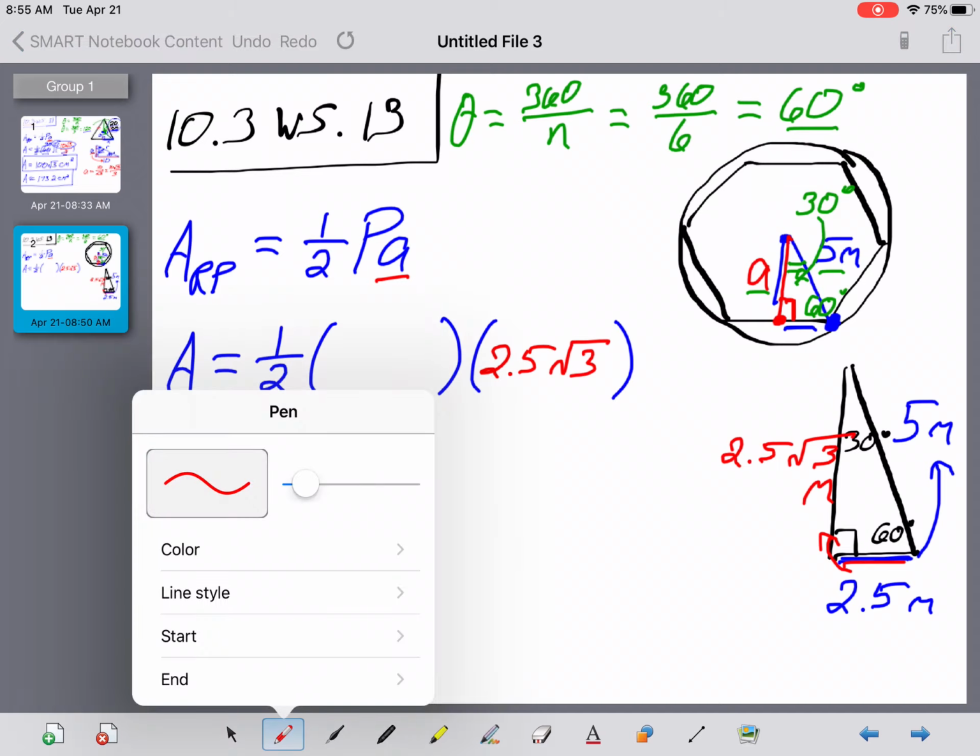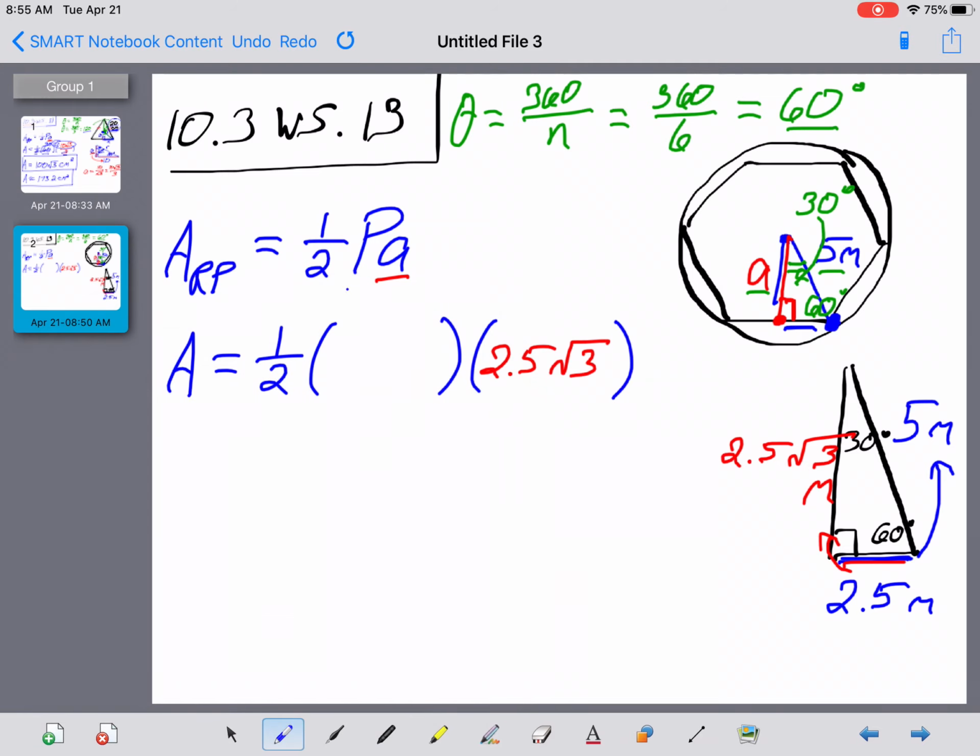Let's go back and talk about perimeter now, guys. The perimeter is the sum of all 6 sides of that hexagon. Well, we found that this piece right down here, which is right here in the diagram, was 2.5 meters. This one next to it would be 2.5 as well. So if we add together those 2.5s, one side of that hexagon is going to be 5 meters. There are 1, 2, 3, 4, 5, 6 of those 5 meter sides within this hexagon. So 6 times 5 is going to give us a perimeter of 30 meters.